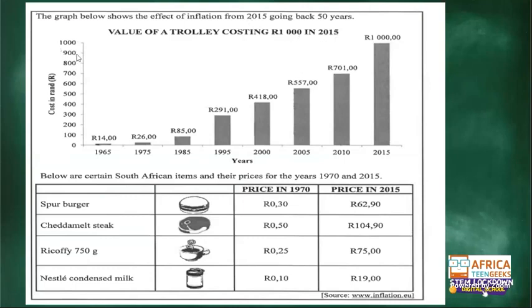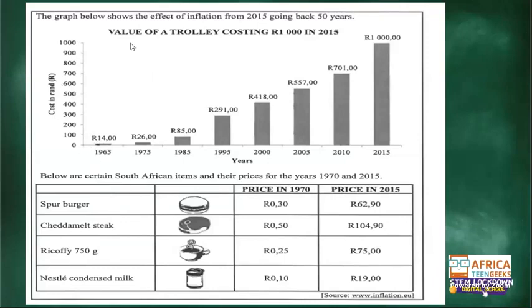Going back 50 years. So we analyze the whole information before we even attempt to answer the questions. We first need to analyze the information presented to us so that at least you understand what that question is about. So in this question here, we've got this graph given to us. On the x-axis, given the years, and then on the y-axis, we are given the cost in rand.